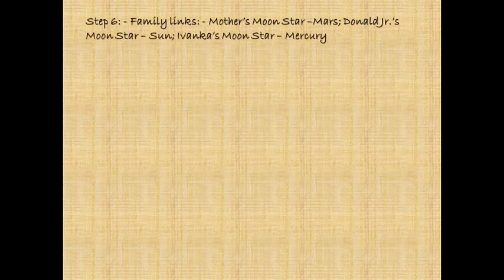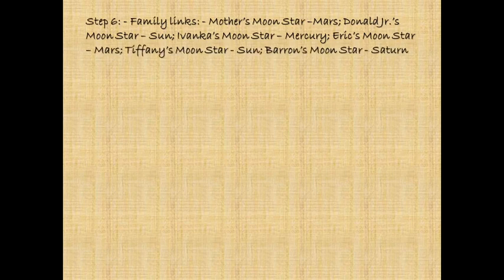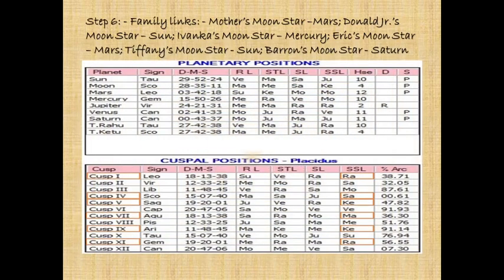Moving to the sixth step, family links must get established. Fourth cusp is connected to mother, and Mr. Trump's mother's moon star is Mars. Here, fourth subsublord is Saturn. Saturn must make link with Mars. Saturn is in the star of Jupiter, and Jupiter is in the star of Mars. So Saturn makes link with Mars.